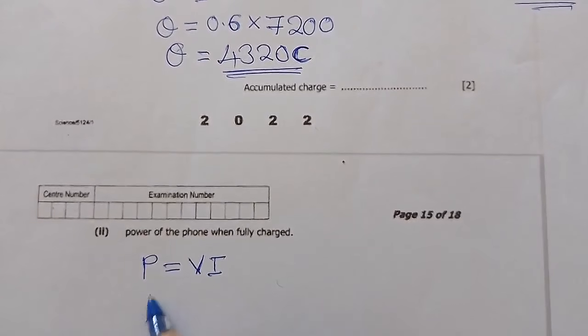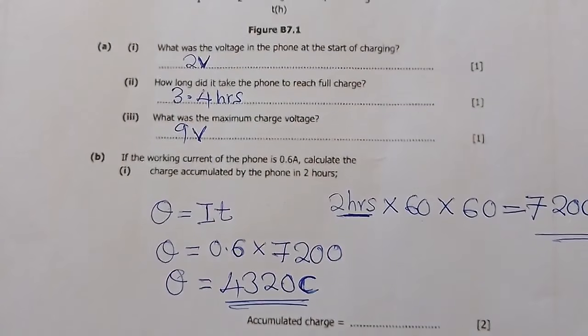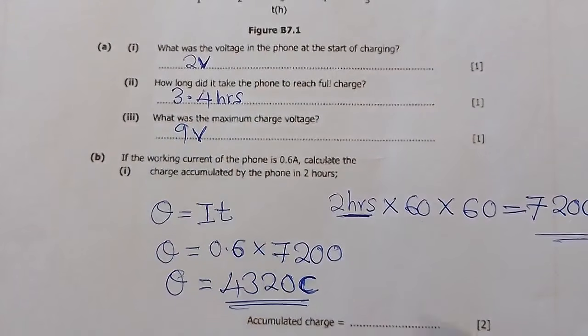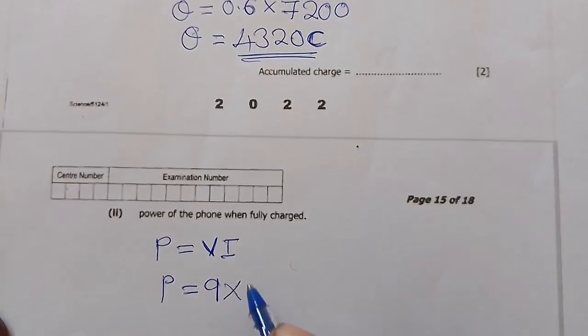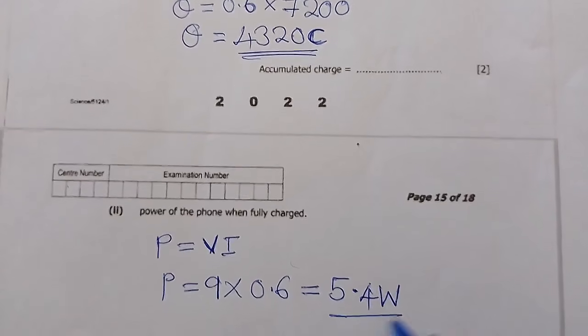So when it was fully charged, the voltage was what? 9. When it was fully charged, we wrote 9. This is the 9 that we wrote here. So I just say 9 times the current I was given, 0.6. If I multiply here, what is the answer? 9 times 0.6. What is the answer? 5.4. So I'll say the answer is 5.4 watts. That is the power.